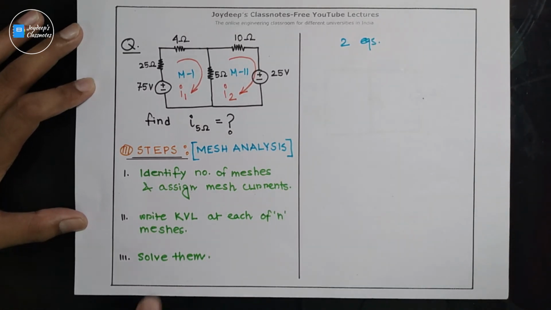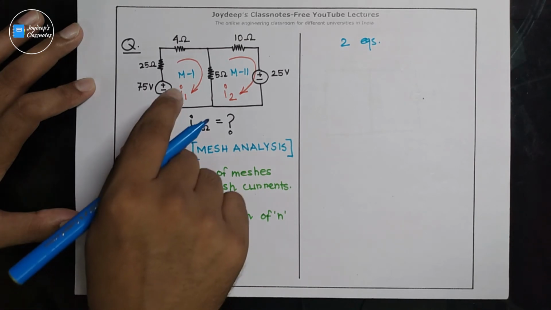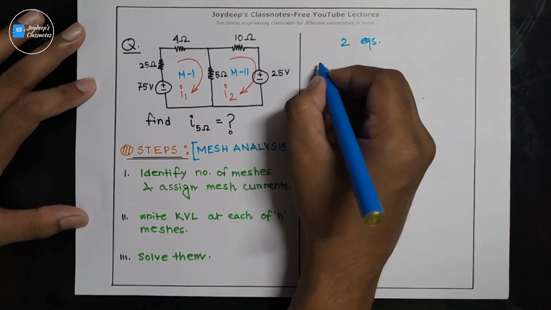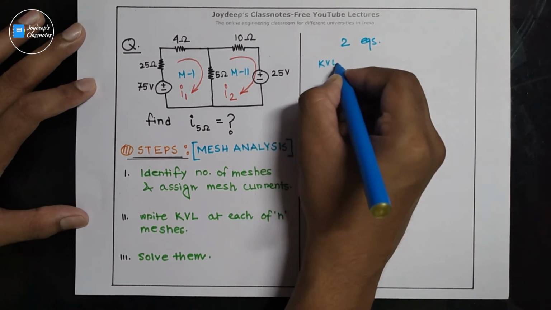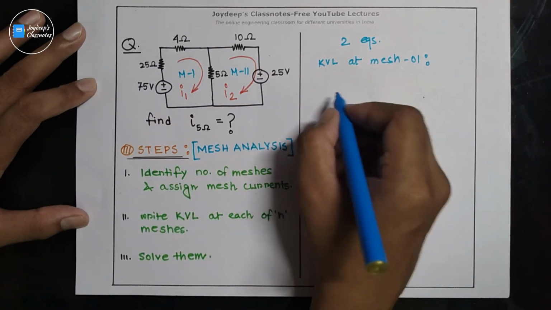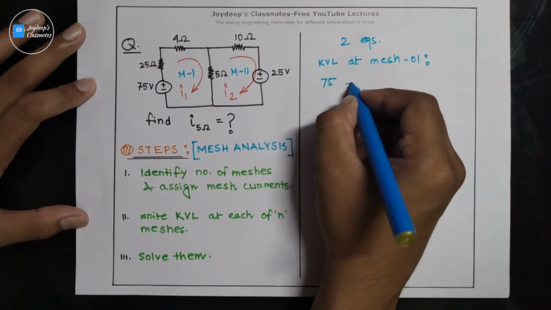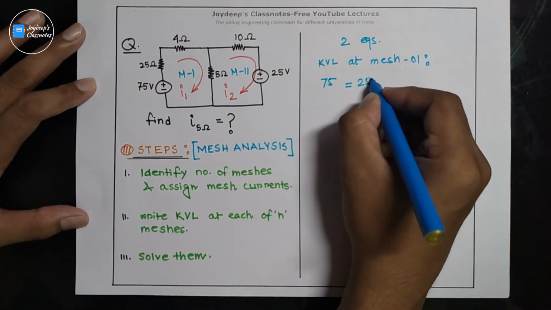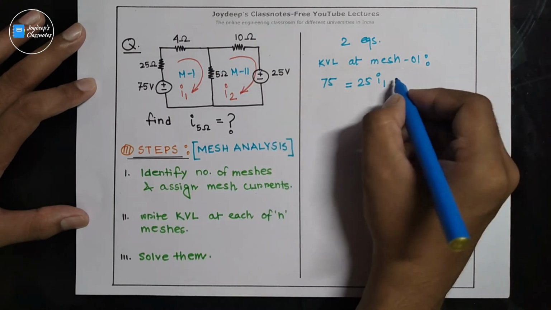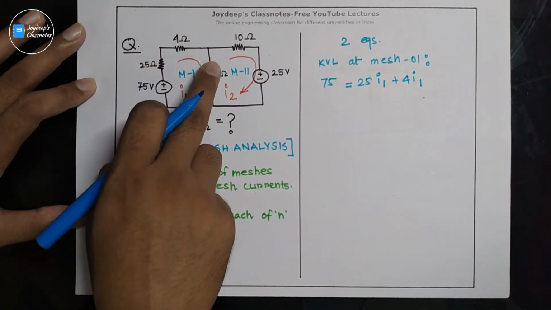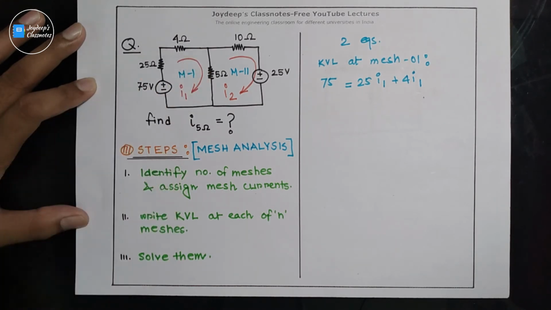Done. Now we'll be writing the KVL at the meshes, right? So write down the KVL at this mesh. Writing KVL at mesh 1, 75 is equal to 25 I1 plus 4 I1. Done. And what about the current in this branch?